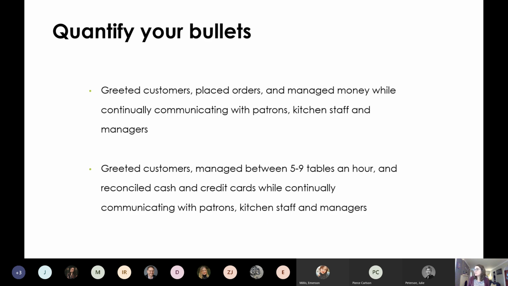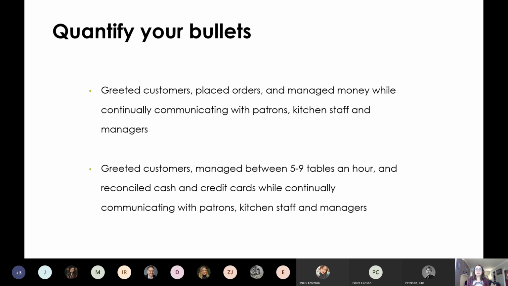Some of us don't work in fields where you handle a lot of money or hard numbers, but you can always think through, how often do I see people? How often do I do something? All those sort of things are what you can talk about. So this is the same bullet, just rewritten.